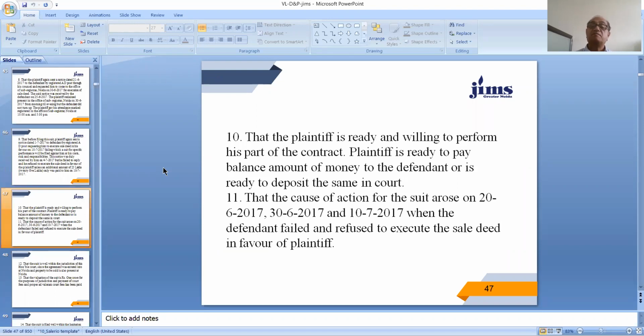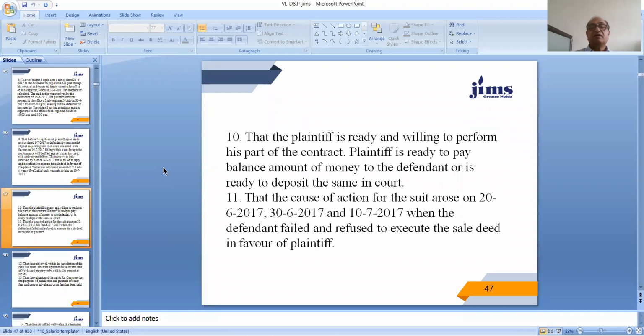And para 10 is compulsory to write down that plaintiff is ready and willing to perform his part of the contract. Plaintiff is ready to pay the balance amount of money to the defendant or is ready to deposit the same in the court. Now, 4 compulsory paragraphs, CVLJ. C stands for cause of action.